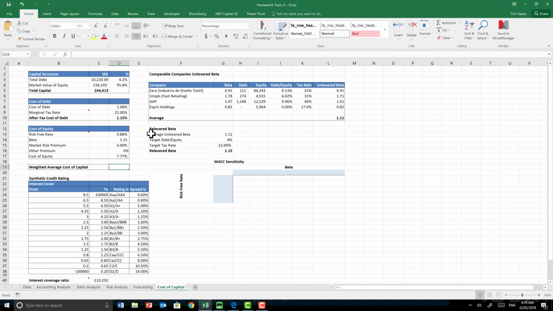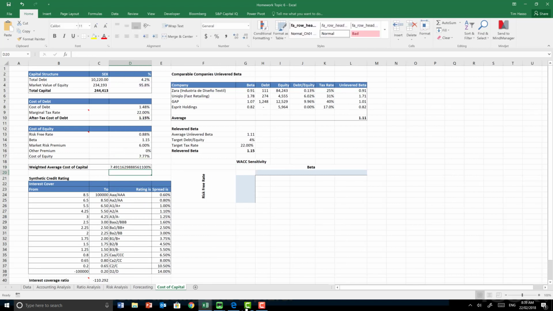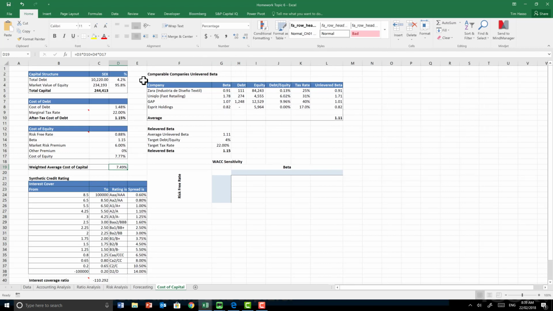And then finally, the weighted average cost of capital is going to be equal to your total debt, so essentially D3. So basically the proportion of debt you hold multiplied by the after-tax cost of debt plus the proportion of equity multiplied by the cost of equity. So you get about 7.5% here. I'm just going to remove some of the decimals here to clean it up. And again, we get about 7.5% here. And that's what you could use as the weighted average cost of capital.